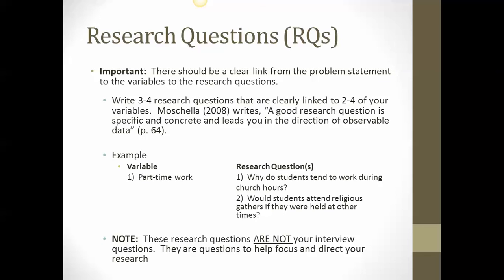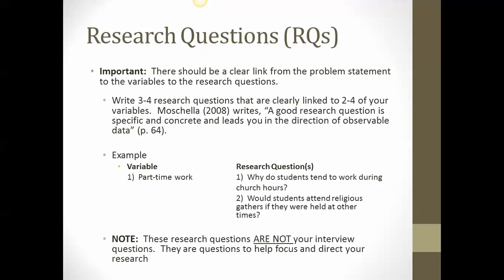And then once we've landed on those variables, we want to start posing research questions. So again, it's important that there be a clear link here from the problem statement to the variables to the research questions that we're going to try to research. So the goal here is to write 3 to 4 research questions that are clearly linked to those 2 to 4 variables. And Moshella notes that a good research question is specific and concrete and leads you in the direction of observable data. So in research, you want to be able to observe or inquire and listen to someone about some specific thing that you are investigating.